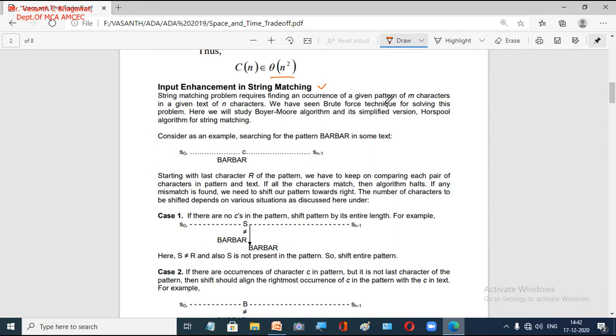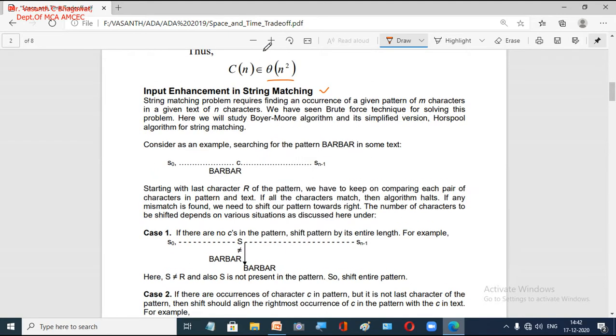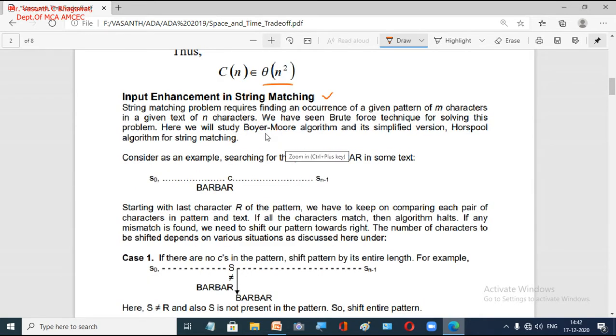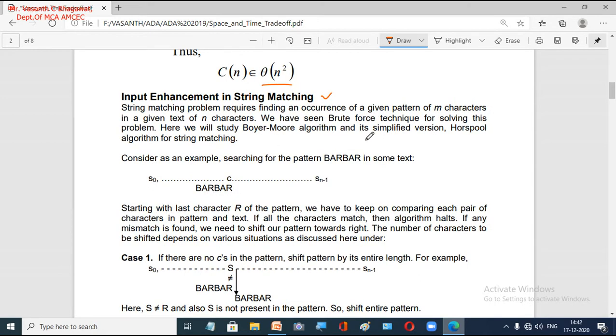We have already used the brute force technique and seen how to solve this problem, but in today's session we are going to use another, more efficient algorithm that was designed by Boyer-Moore. It is called the Boyer-Moore algorithm, and today we are going to discuss a simplified version of it, which is called Horspool's algorithm for string matching.